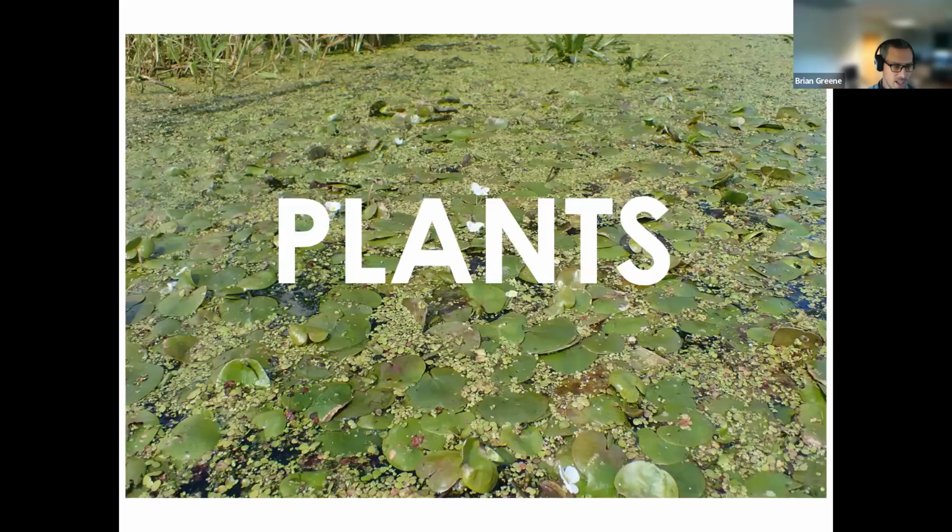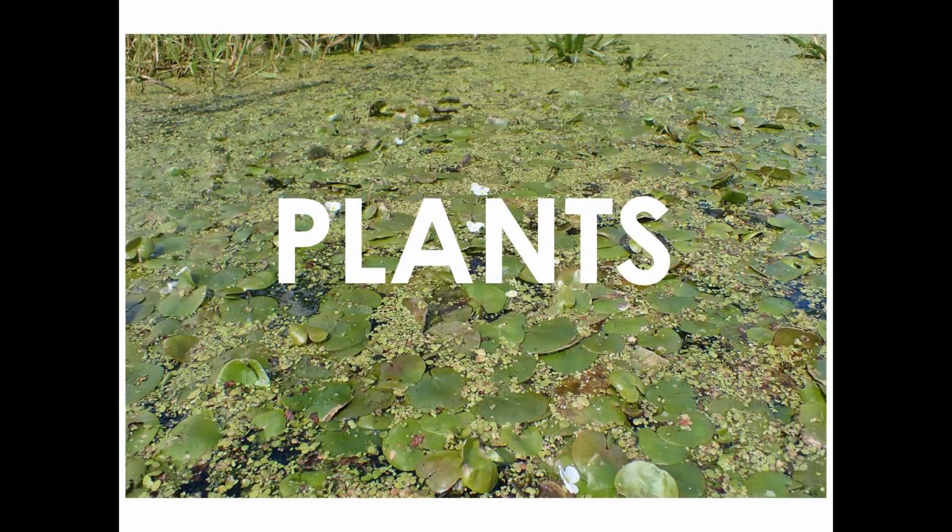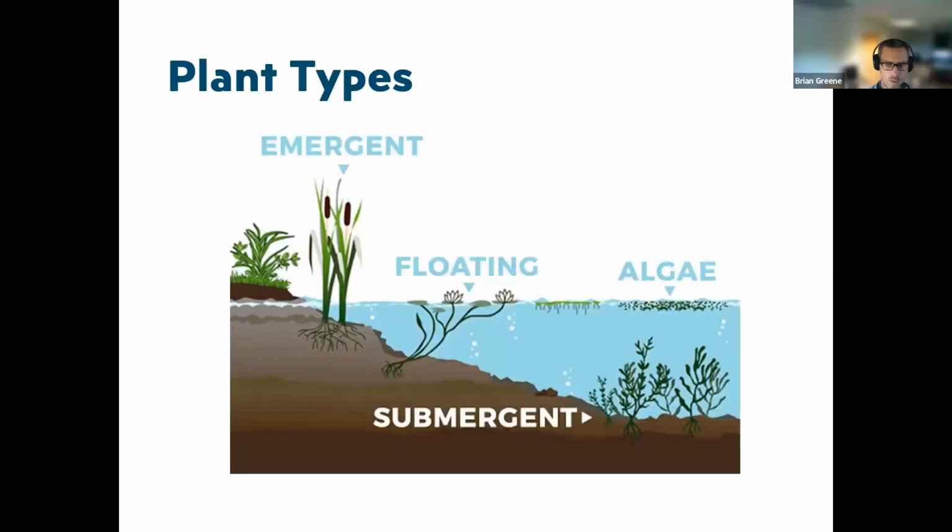So we're going to go through the plants first. Plants are the ones that are easiest to see because they're not mobile. They generally stay put, and they're our most reported invasive species. So it's important to talk about plant types when we are out and doing the monitoring.